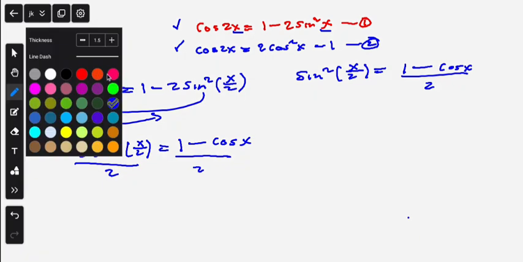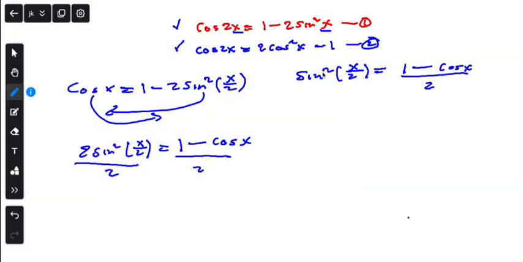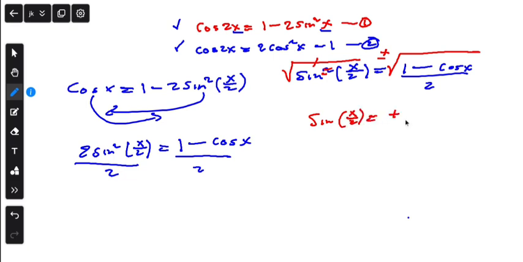From there, you know to say that here we are having a 2. So I can just introduce the square root to both sides, even here. Now you know to say that the square root can be both positive or negative. So these are going to cancel each other. So sine open bracket x over 2 is now going to be equal to plus or minus root of 1 minus cos x divided by 2.